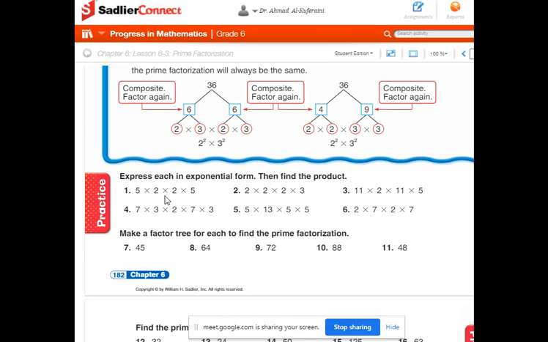Okay. Now, we are trying to make prime factorization for a number. Check question number 1, Abdullah. Stay with me, okay? We have 5 times 2 times 2 times 5. How much is 5 times 2, Abdullah? 10. 10 times 2. 20. 20 times 5. 100.